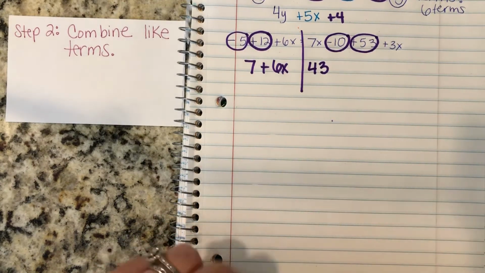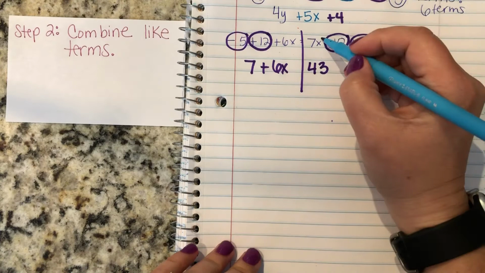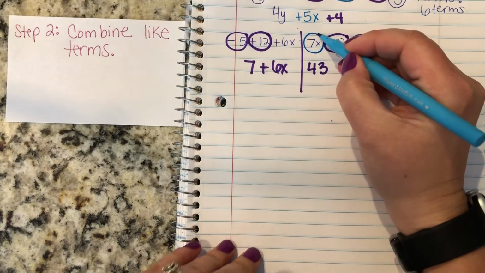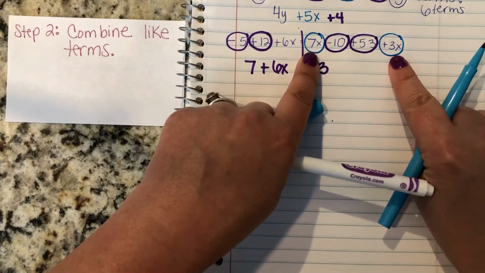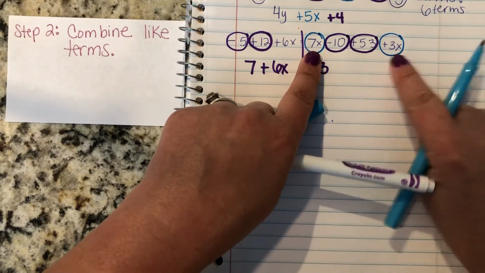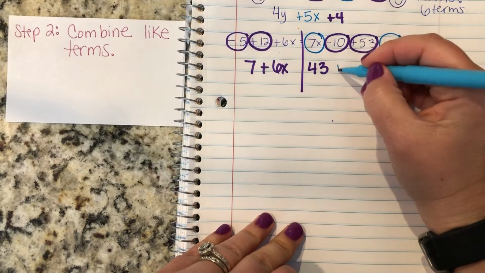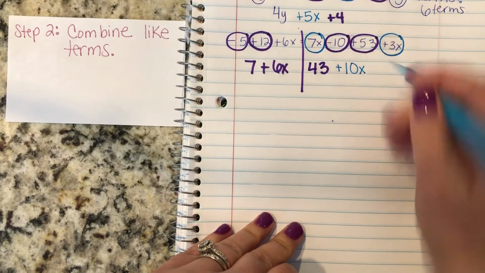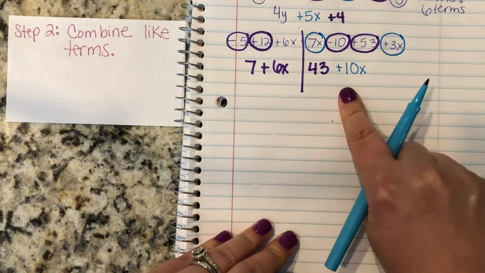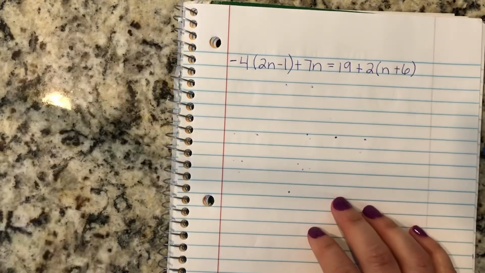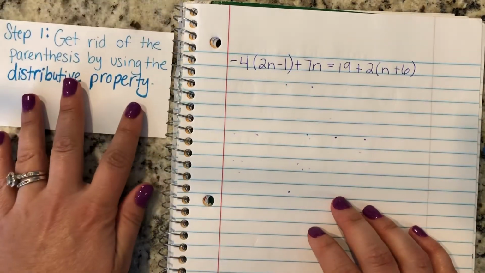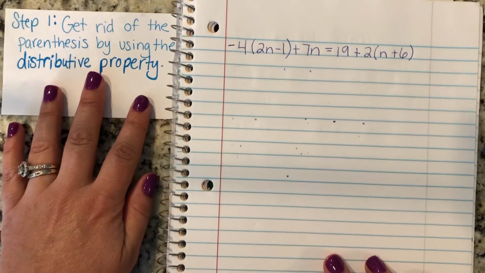Then I want to combine my variables. I have 7 positive x's and 3 positive x's, right? So I combine those together and I have 10 positive x's. So this would be my equation, and then you would solve it like a regular equation like we've been doing. You might also get a problem that you do have to do step 1, where you have to get rid of the parentheses using the distributive property.